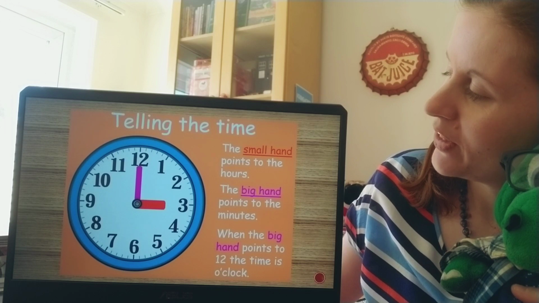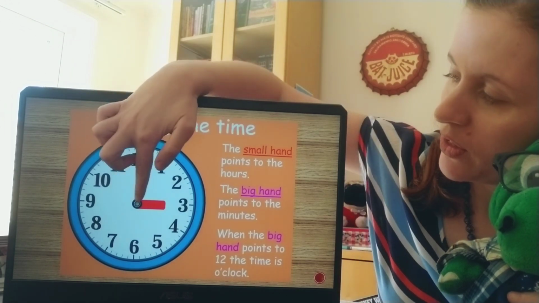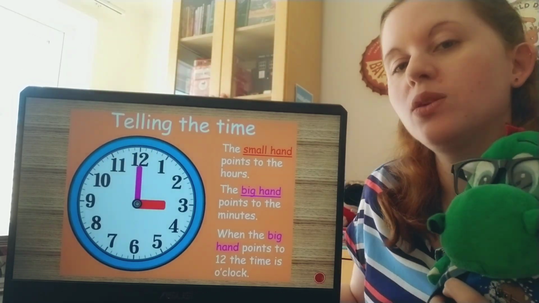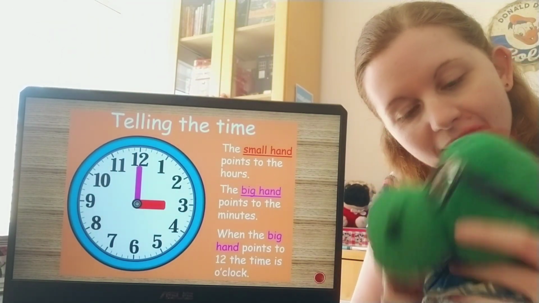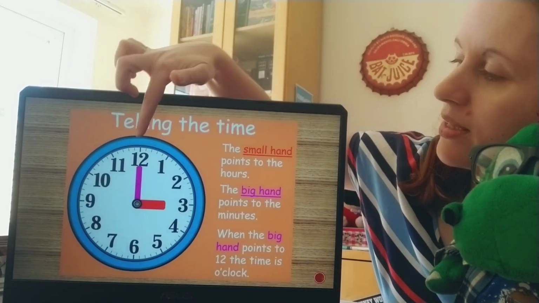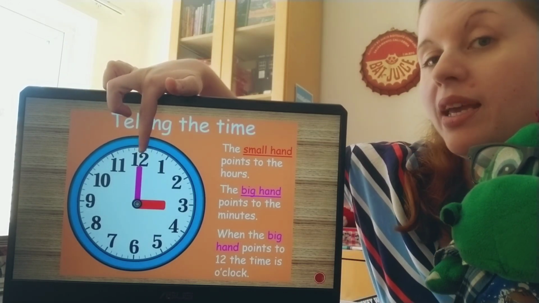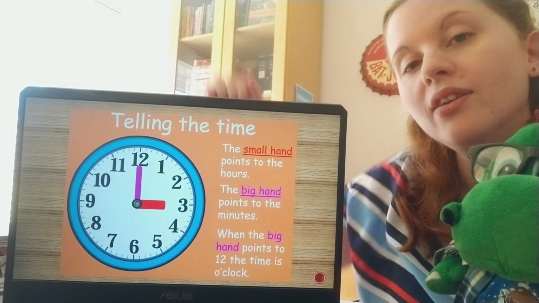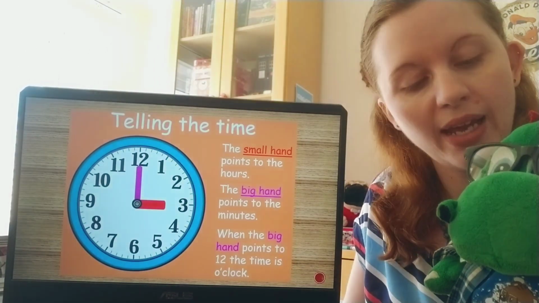Telling the time. The small hand points to the hours. It's the small hand, the shorter hand. And we call this the hour hand because it points to the hours. That's right. The big hand points to the minutes. That's the longer hand. The longer hand, the minute hand, moves faster than the hour hand because there are 60 whole minutes in 1 hour.